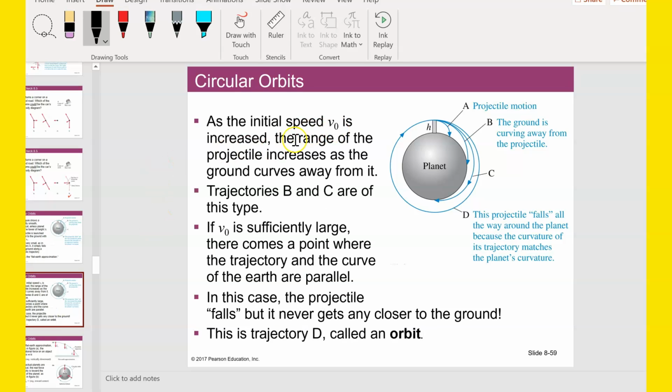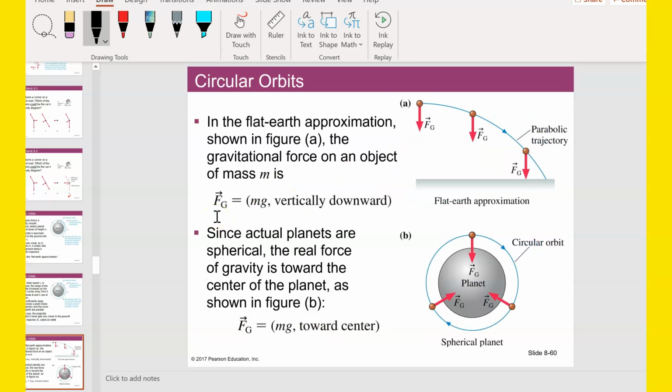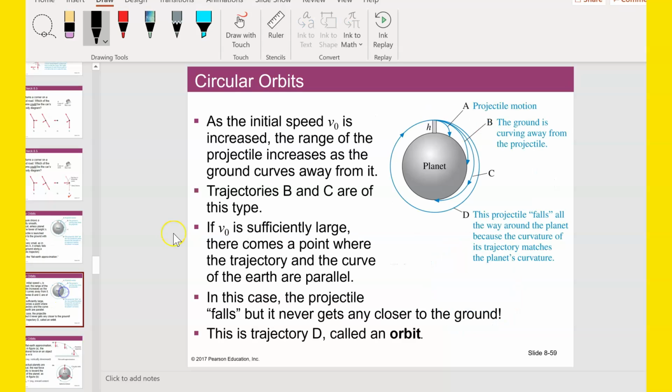As the initial speed v0 is increased, the range of the projectile increases as the ground curves away from it. Trajectories B and C are of this type. If v0 is sufficiently large, there comes a point where the trajectory and the curve of the Earth are parallel. In this case, the projectile falls, but it never gets any closer to the ground. It falls without getting any closer to the ground. And that's what's called an orbit.